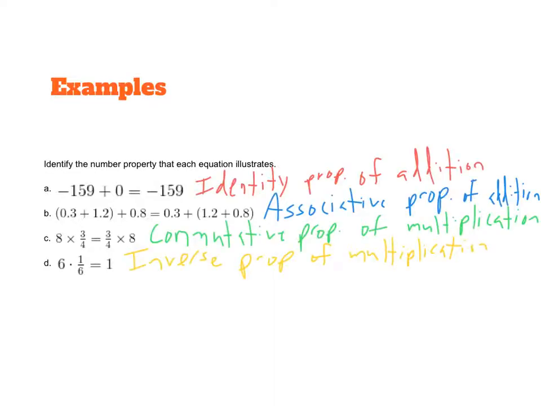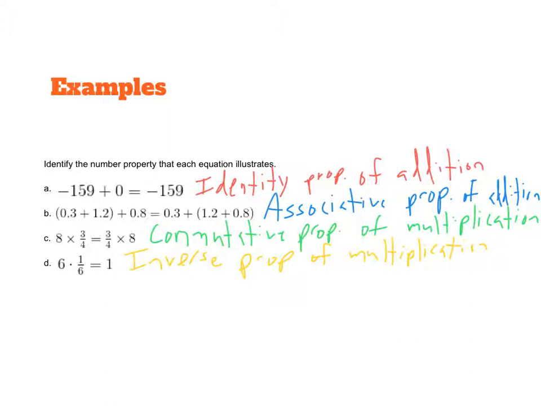Okay, so here are the answers. Let's see how you did. For the first one, we've got negative 159 plus 0 is equal to negative 159. Since we're adding 0 to a number and getting the same number back, that's the identity property of addition.